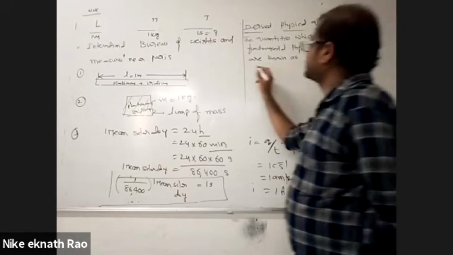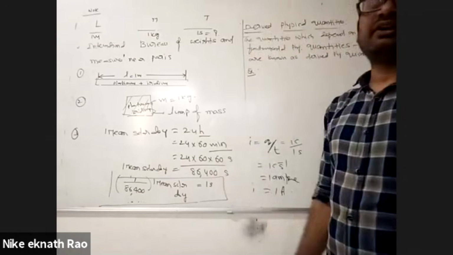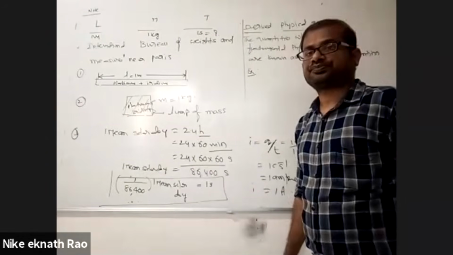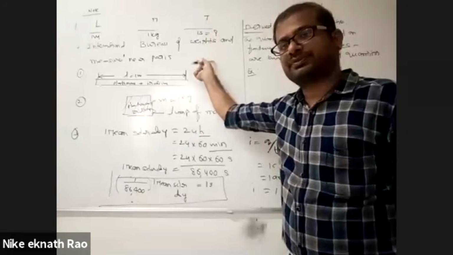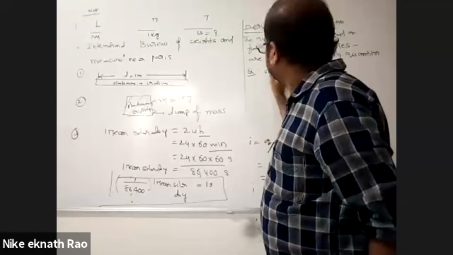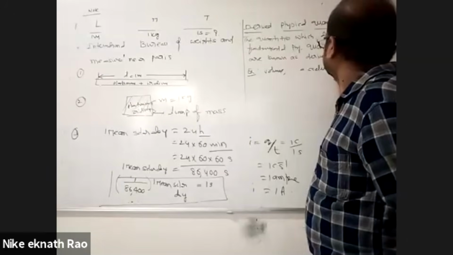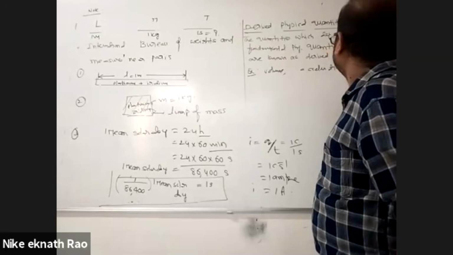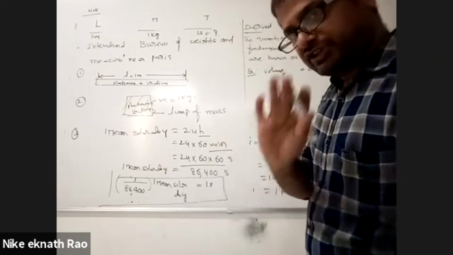Can you give some examples for derived physical quantities? Volume, acceleration, speed, velocity. Fine. We'll take the first three.